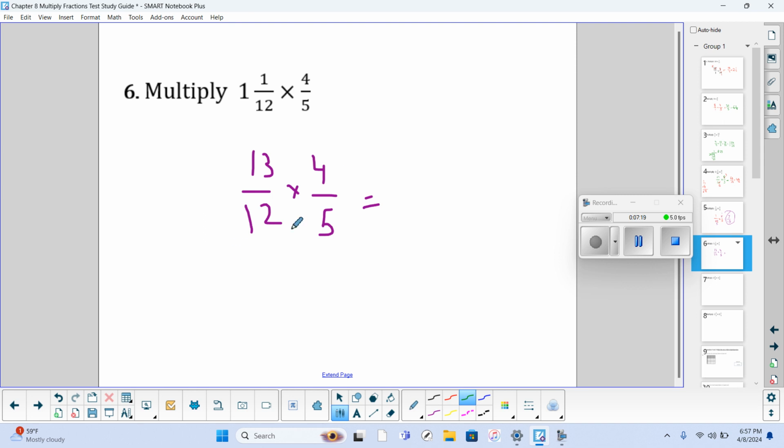12 and 4. I know that 2 goes into both of them because they're even, but I know that 4 is a bigger number that goes into both of them. So 4 goes into itself 1 time. 4 goes into 12 3 times. And when I multiply across now, 13 times 1 is 13. 3 times 5 is 15. 13 over 15 is the correct answer.